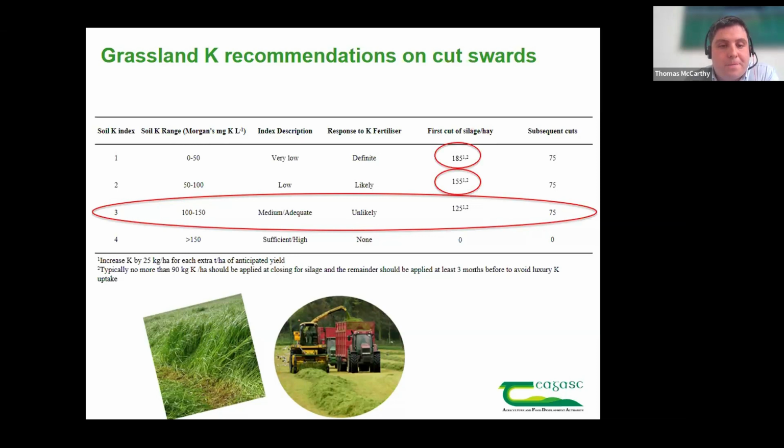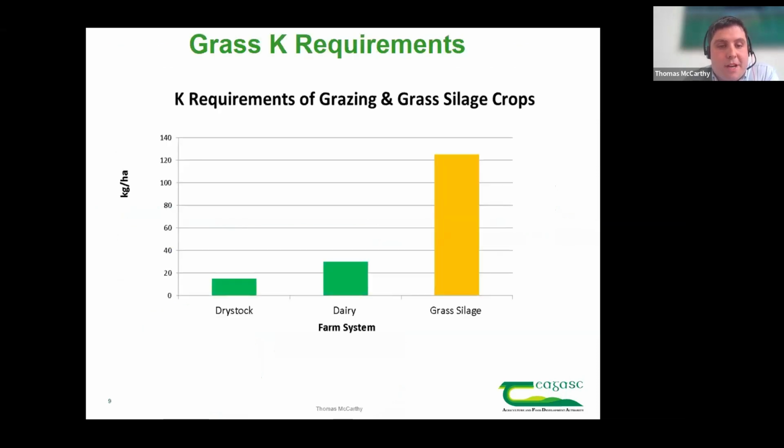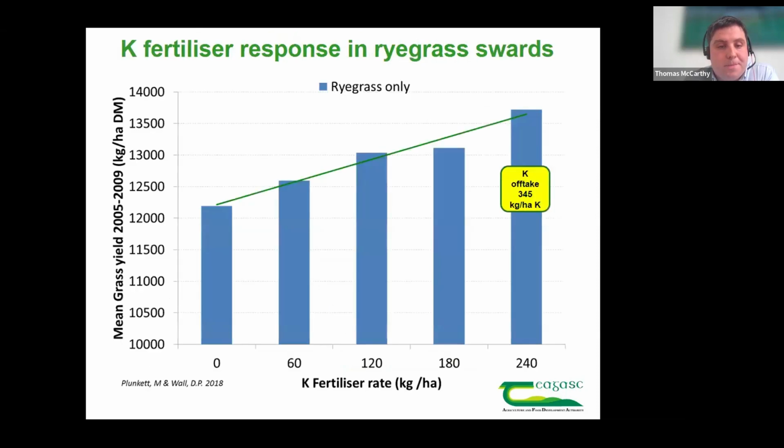So that would be the recommended rate over the year, adding 30 kilograms per respective drop in soil K index thereafter. So what I'm driving at really is that on these grass silage swards in particular, there's a very large requirement for K to compensate for what's being removed, and it shouldn't be overlooked, especially on a cut sward system.